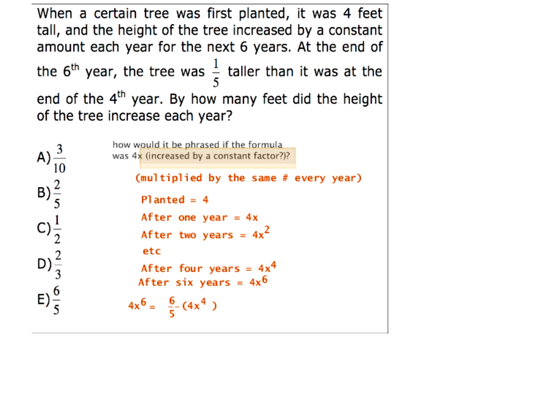In that case, you get some horrible number out of this, but you can cancel the 4s. So you get x to the 6th is 6 and x to the 4th. You can divide by x to the 4th because we know it's not a 0 factor. So you would get the square root of 6/5.